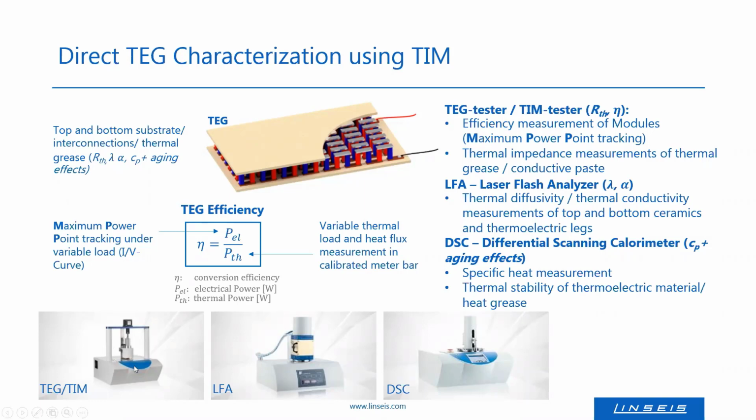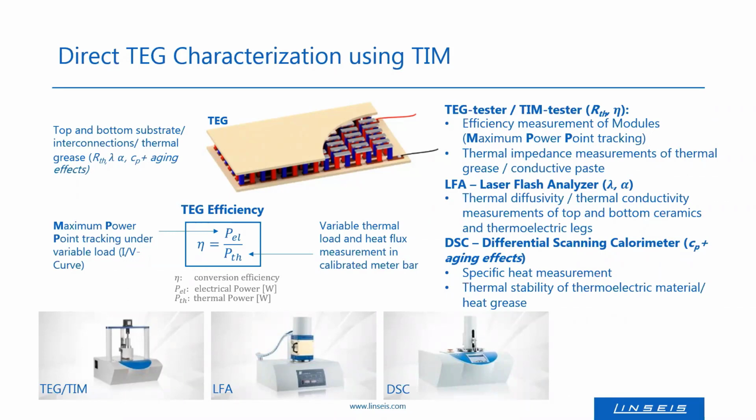In this configuration, it would then be called TIM tester, shortly for thermal interface materials tester, with which one can analyze the thermal impedance of the utilized contact pastes for the TEG and for optimizing the thermal contacts of the top and bottom ceramics to the thermal elements. For the same topic, a DSC, shown here, which stands for differential scanning calorimeter, can be used to determine aging effects under temperature influence, for example, of the contact pastes.